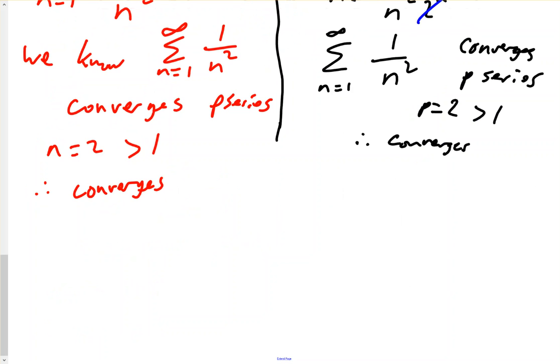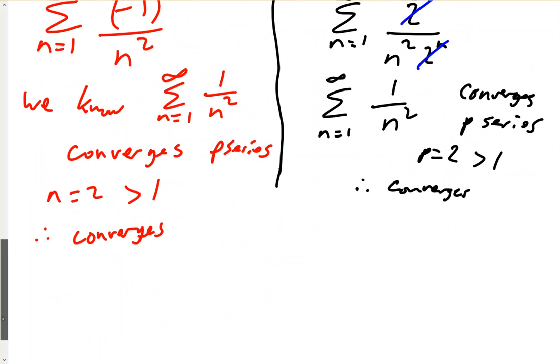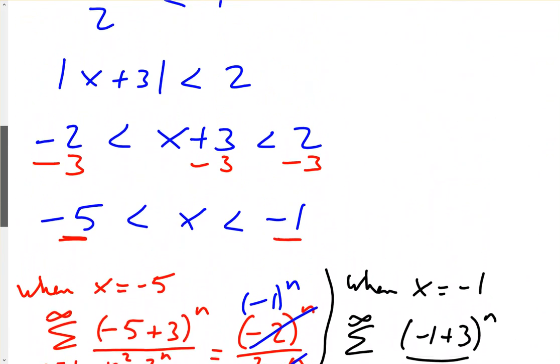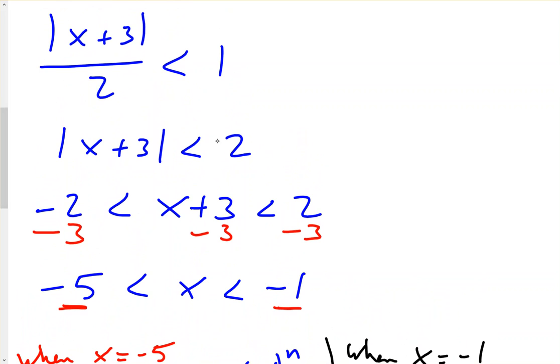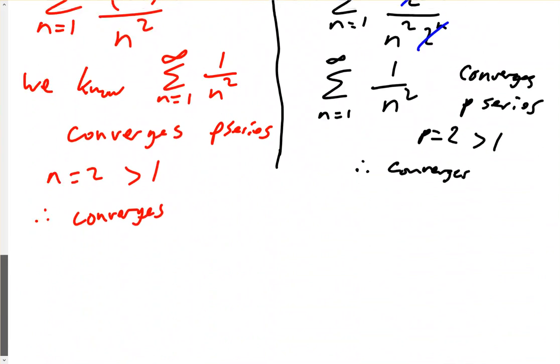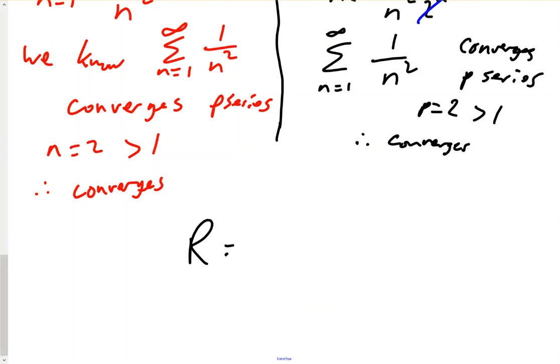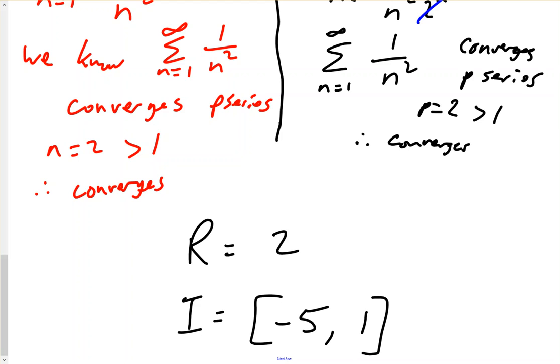So to answer the question, going back to right here, this was our radius 2. So our radius is 2. And our interval of convergence, we get the square bracket on the negative 5, and we get the square bracket on the 1, because they converge at both of those, and then we're done.